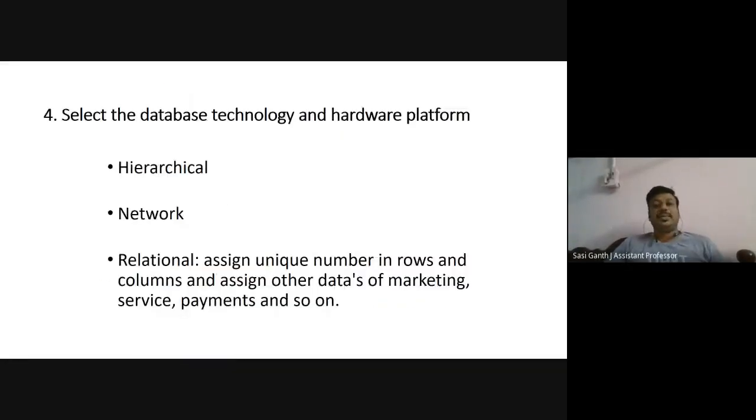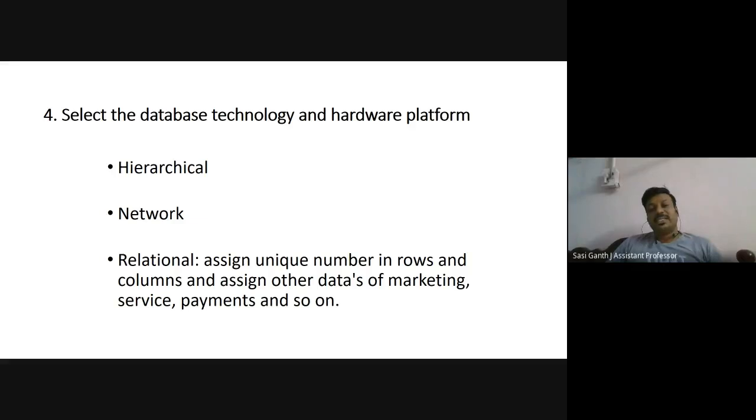And select the database technology and hardware platform: hierarchical database, network database. How do you generate your database? A hierarchical database is where you get your information right from the bottom level management to the top level management. Networking is where you have your network set up inside an organization internally.